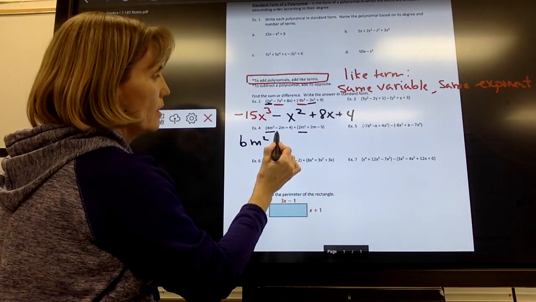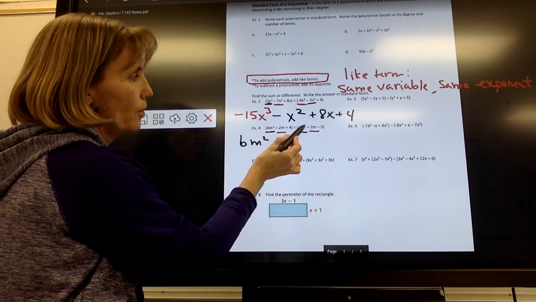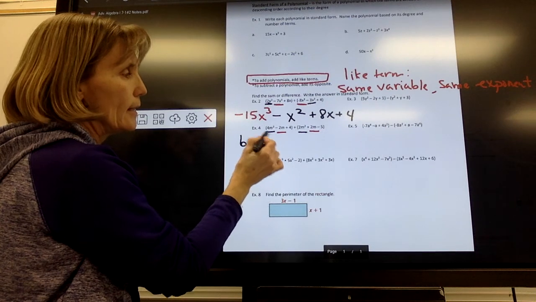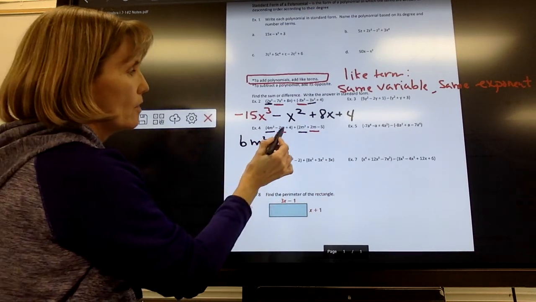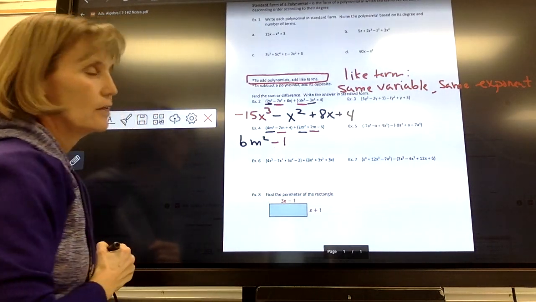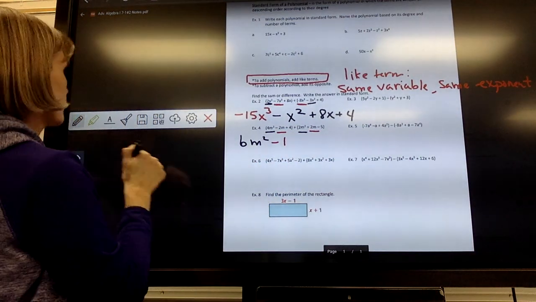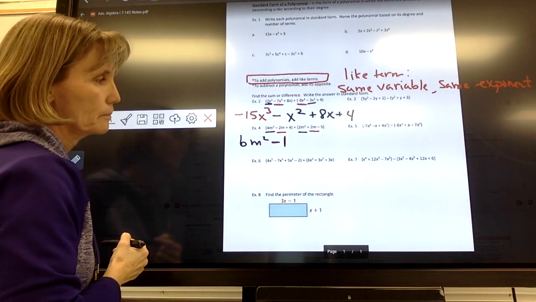Okay, and then I've got a negative 2m plus a positive 2m. Negative 2 plus 2, that's 0, so we don't write any m. Don't put 0m. You just put nothing. It's gone. And then we've got 4 plus a negative 5. 4 plus a negative 5 is a minus 1. Okay, so my answer is 6m squared minus 1.